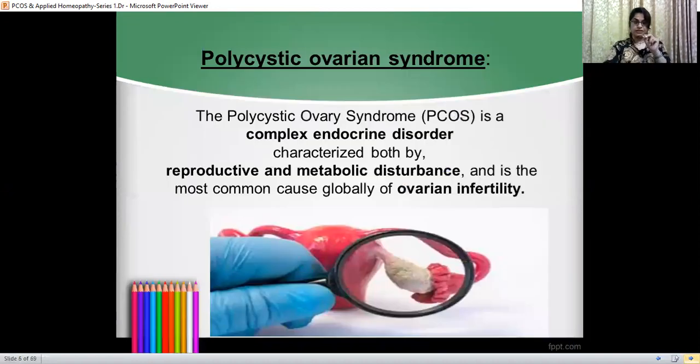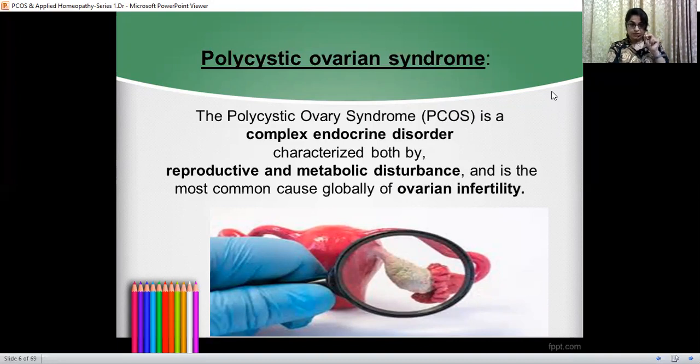So let's start with the current hot topic, polycystic ovarian syndrome. First, let us learn the basics: what is PCOS, its physiology, pathophysiology, its manifestations, and how we can deal with it. Polycystic ovarian syndrome is a complex endocrine disorder characterized by both reproductive and metabolic disturbance, and is the most common cause globally of ovarian infertility.